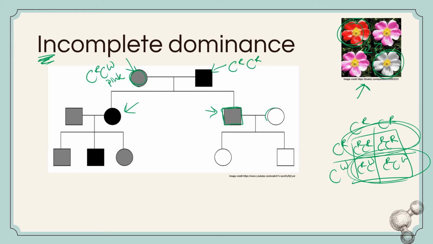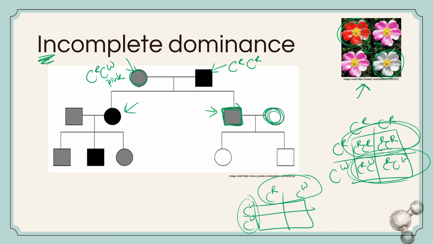But if we cross this pink with a white, now we still have lots of C's. But here we have an R and a W to make the pink, and we have W and W to make the white flowers. This parent is this parent. And we have, again, so many C's, and we have R's and W's and W's. Wait, what happened? We should have half pink and half white, but we have all white.